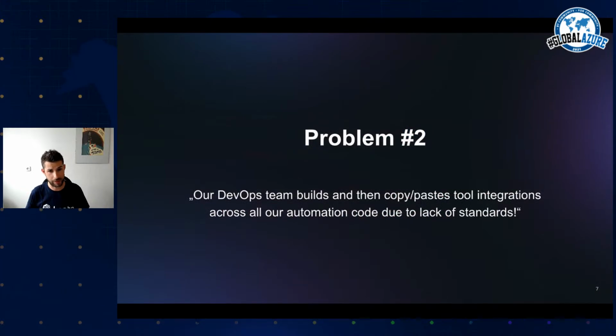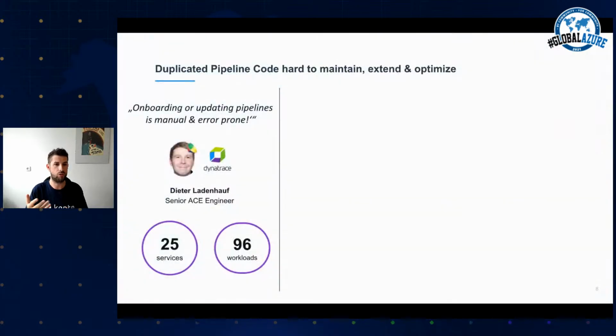The second problem is that you have a lot of problems, probably, and they might be a little bit different in the details, but in general, you always want to deliver software to your end users. And if the pipeline is working, then sometimes you just copy and paste it, due to the lack of standards and due to the lack of better automation options.